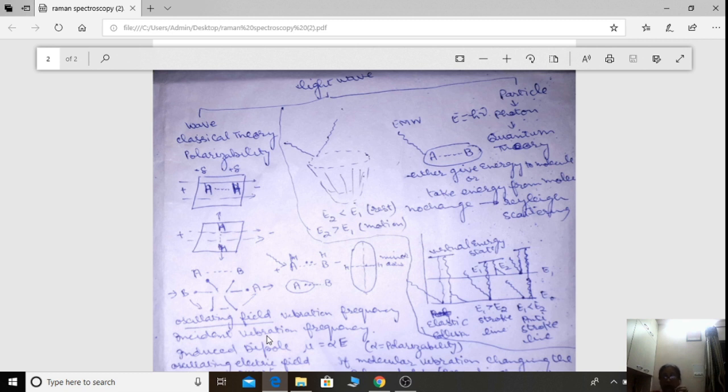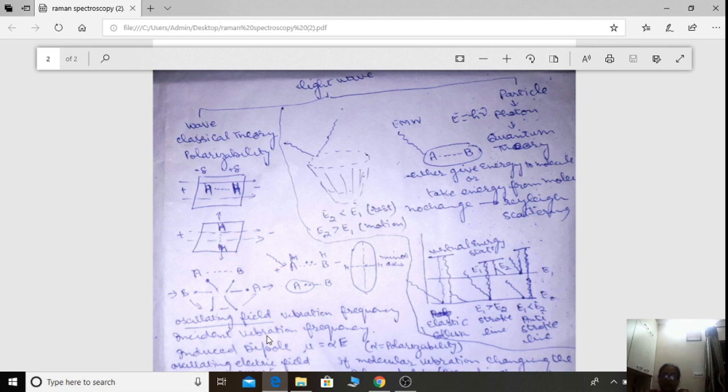Now we can show it by an energy diagram. Suppose there is a molecule, the incident radiation strikes that molecule and the molecule will gain energy. It will move to some higher energy state. This higher energy state is the virtual energy state. It is not a real energy state. The molecule will remain in this state for a very short time. After some time, the molecule will lose energy and will come to the ground state.